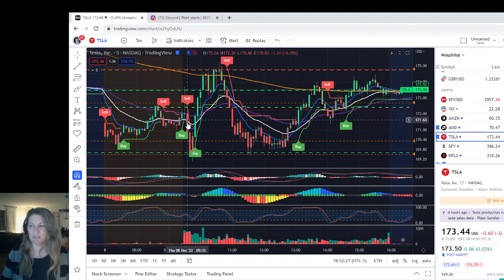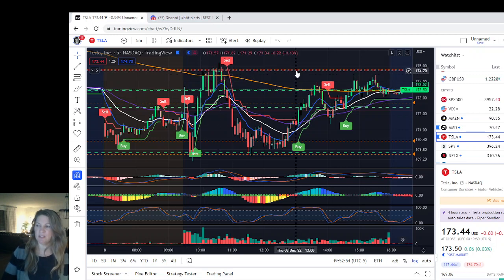So you could have entered into puts once it got below those EMAs and ridden that down to this support level right here, which just happens to be where Gundy's first price target for puts was. Then we got the bounce up off of that support, and then we got the buy signal on this candle. So you could have entered here for calls and ridden that up to the 200 EMA or this resistance level right here, the dashed line.